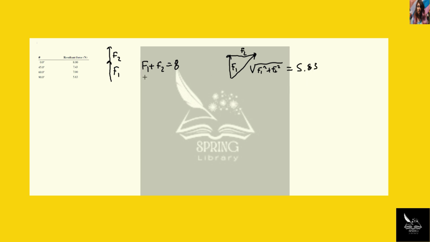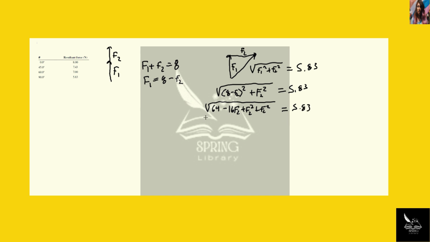So if we rearrange this first equation for f1, we get that f1 equals 8 minus f2. And we'll go ahead and plug that in over here. We have the square root of (8 minus f2) squared plus f2 squared equals 5.83. Keep expanding: 64 minus 16f2 plus f2 squared plus f2 squared equals 5.83.